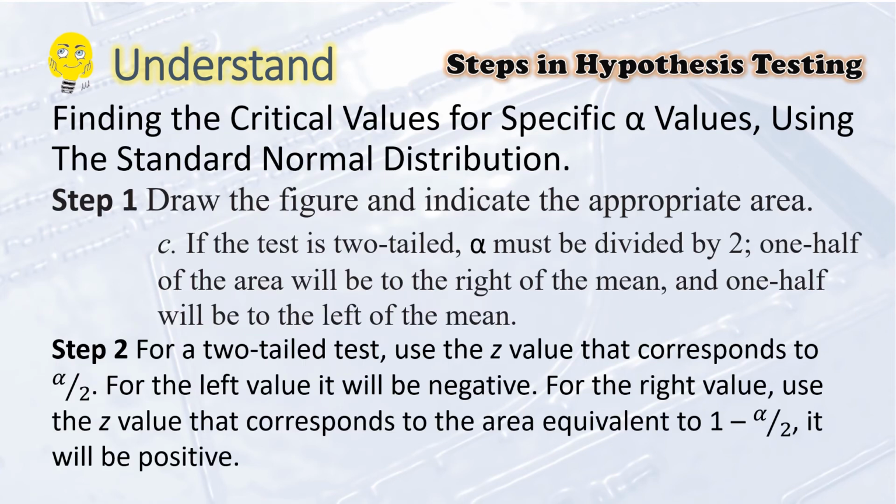If the test is two-tailed, alpha must be divided by 2. 1/2 of the area will be to the right of the mean, and 1/2 will be to the left of the mean. Step 2, for a two-tailed test, use the Z value that corresponds to alpha over 2. For the left value, it will be negative. For the right value, use the z value that corresponds to the area equivalent to 1 minus alpha over 2. It will be positive. Let us have an example.